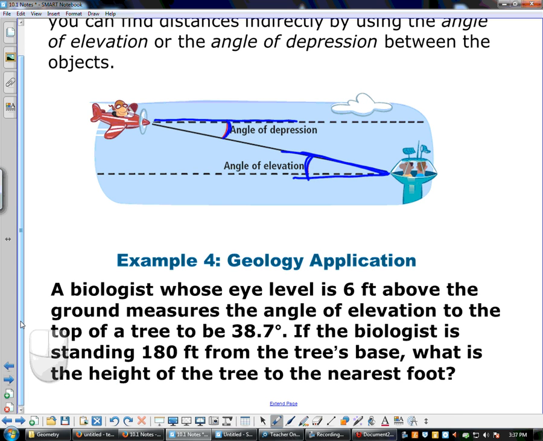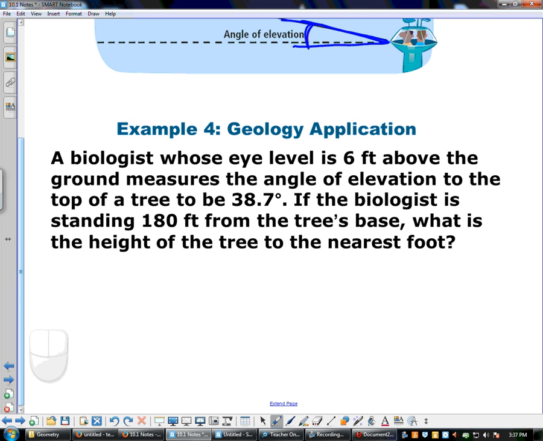A biologist whose eye level is 6 feet above the ground measures the angle of elevation to the top of a tree to be 38.7 degrees. So let's first draw a picture here. We know if we're using trig, we have to have a right triangle. So let's draw that in first.